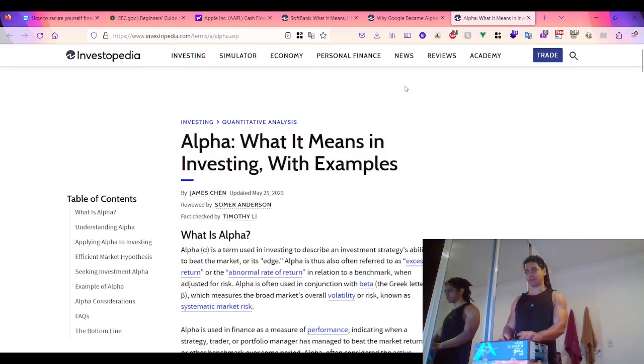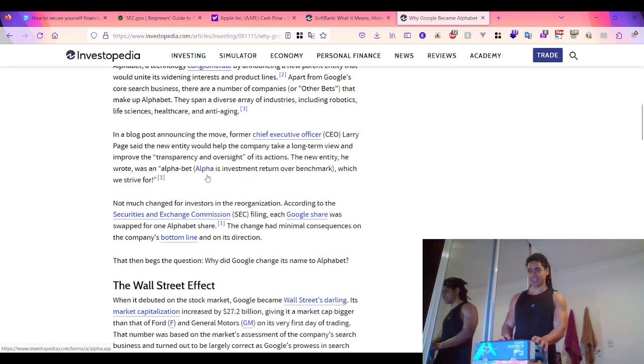So Alpha bet. And this is all camouflage. Jesus, and this is all camouflage as the alphabet, the letters. But no, they're not doing that. The Alpha bet. Alpha is the investment return over benchmark, which we strive for.